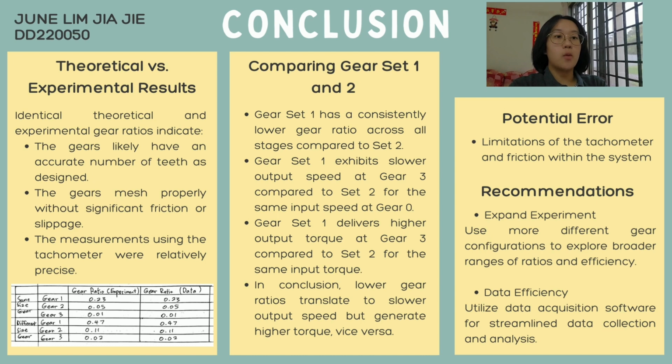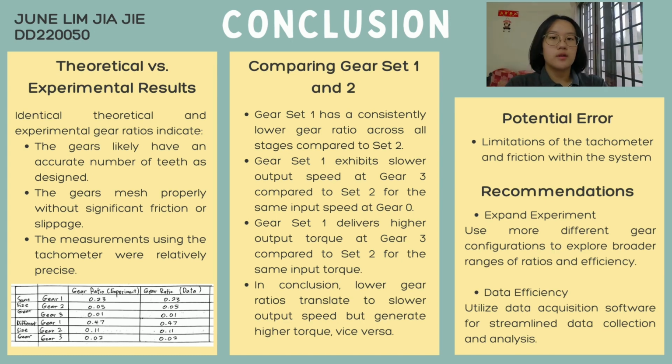Next, we calculate the output speed at gear 3 and the output torque at gear 3 for gear set 1 and gear set 2 and compare them overall. We found out that gear set 1 has a consistently lower gear ratio across all stages compared to gear set 2. Apart from that, gear set 1 exhibits slower output speed at gear 3 compared to set 2 for the same input speed at gear 0. Lastly, gear set 1 delivers higher output torque at gear 3 compared to gear set 2 for the same input torque. The potential errors of this experiment are limitations of the tachometer and friction within the system.